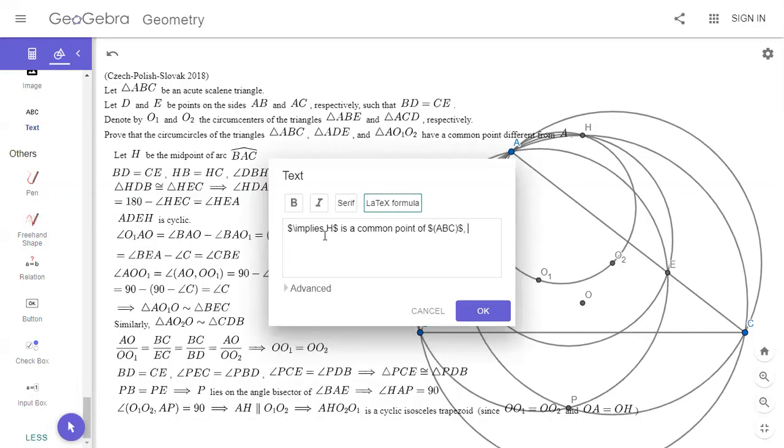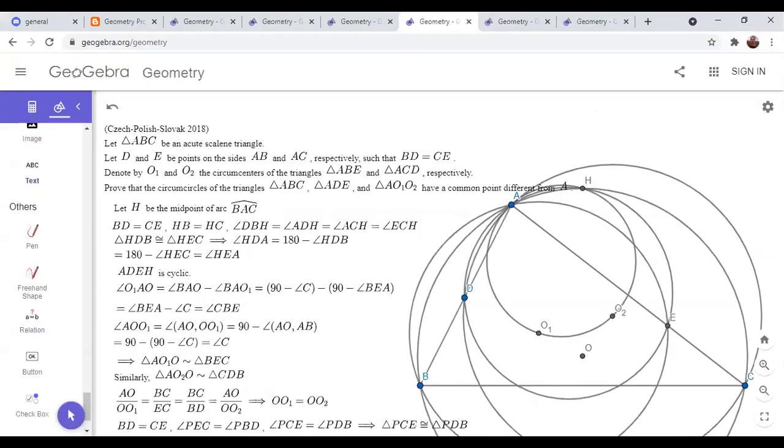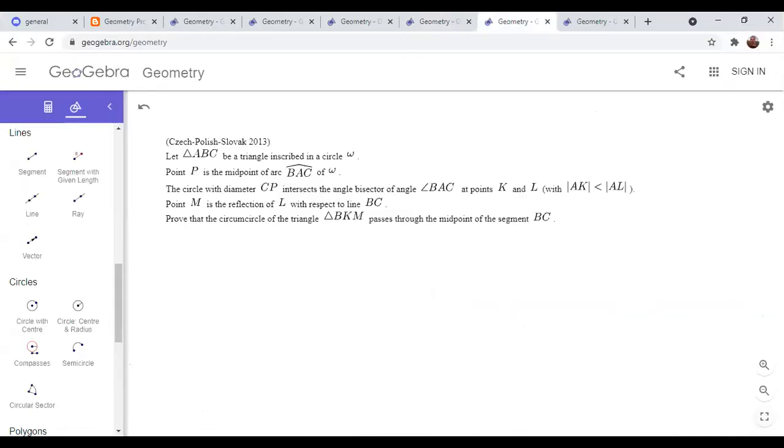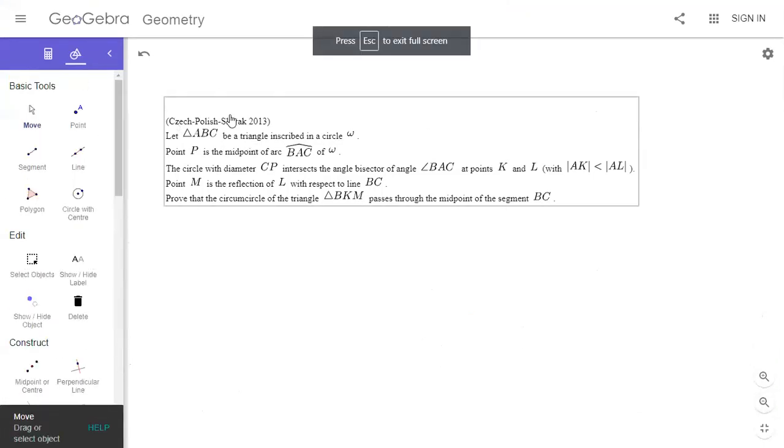ABC, ADE, and AO1O2. All right, so I'm going to move on to the next problem. Thanks a lot for the help on that one. So here is our fifth problem.